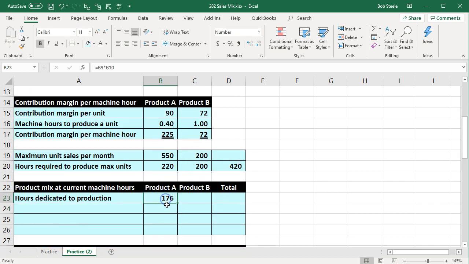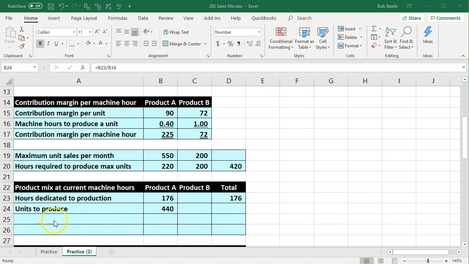Now, because that's our maximum hours and it's less than the demand hours that are needed for A in order to produce what would be demanded, we're going to apply it all to A. So the total is just going to be applied to A, and that's going to be our total hours. The units that we're going to produce then will be equal to the 176 hours that we have divided by 0.4 hours per unit. That means we could produce 440, which of course is less than the max. That's why we're going to produce all in unit A, because we're constricted by the maximum.